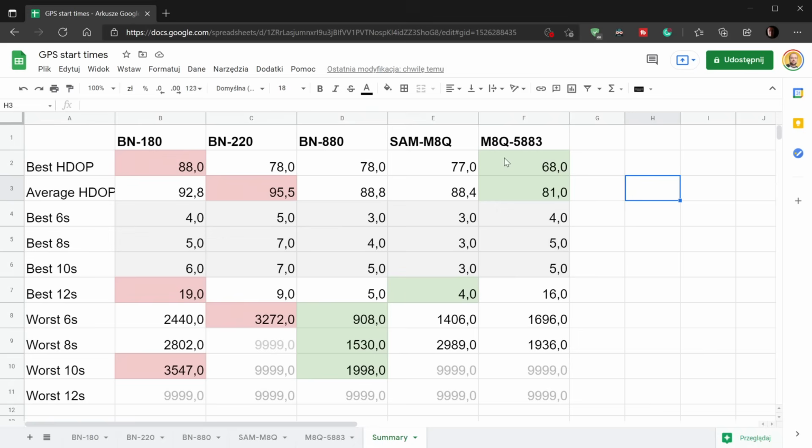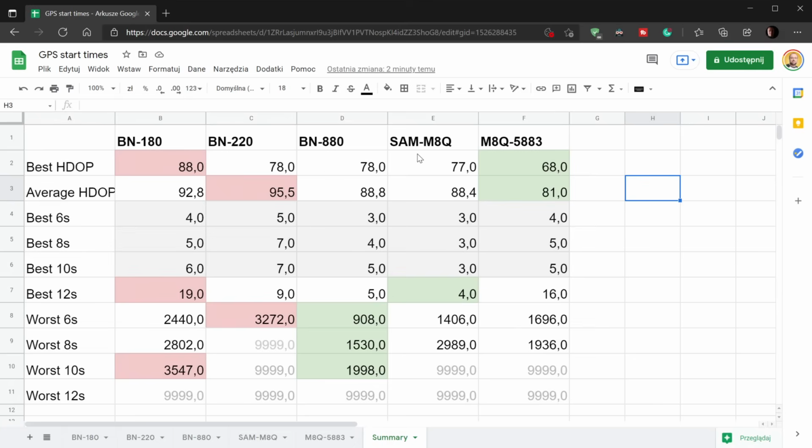The award goes to Matek M8Q-5883. We just had the best of the five. The worst one goes to BN-180, which is interesting because in theory BN-180 and 220 should have the same antenna. However, in my test, they behaved completely different, and this category is only the second. And everything else was basically almost in the middle.